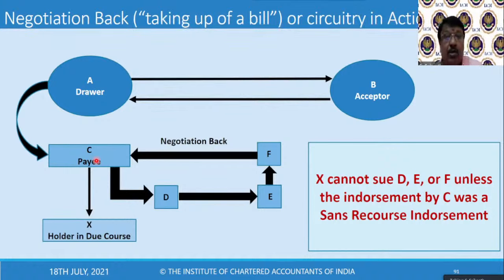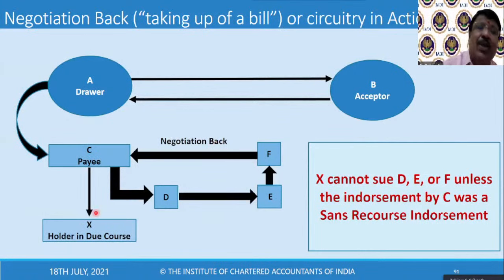So he is not liable on this document. Now X cannot sue C, but he can sue F, E, D, A. These fellows are all liable. But if it is a normal endorsement and X takes it and there's circuity of action, D, E, F are excused. But if it is a sans recourse endorsement, then the prior parties, the intermediary parties, are also liable. I hope you understood this. And the diagram will explain it.